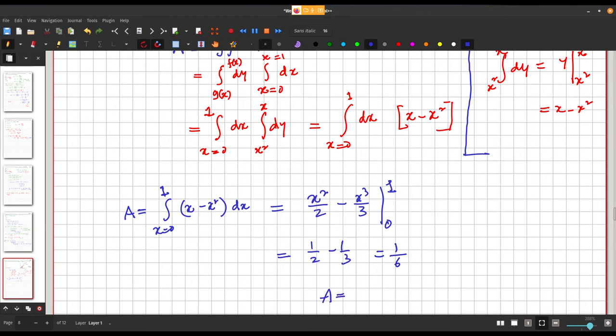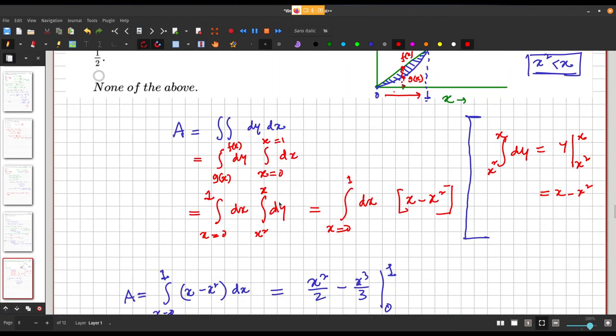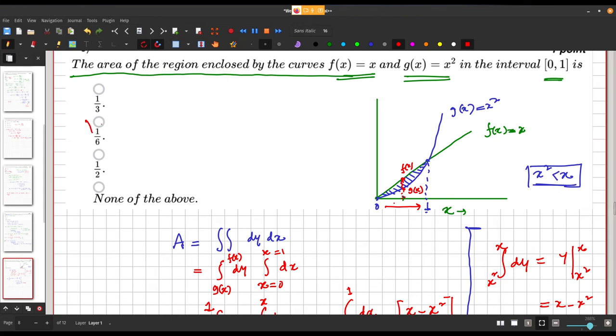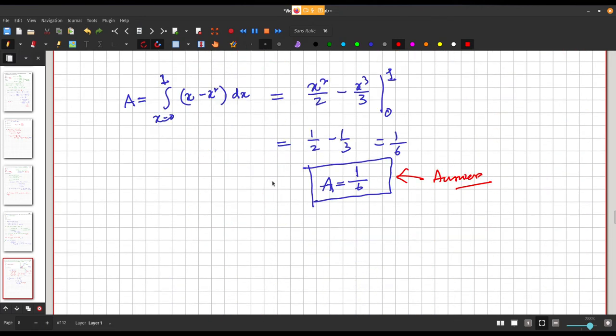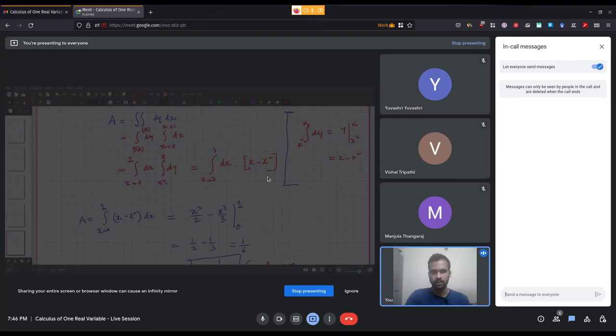So the area enclosed by these curves is 1 over 6. So let me put a box around this, and this is our answer. Okay, so if you look at the options, you will see that the second option is the correct one. So if there is any doubt for this problem number 6, then please let me know. Otherwise, we will go to the next problem.